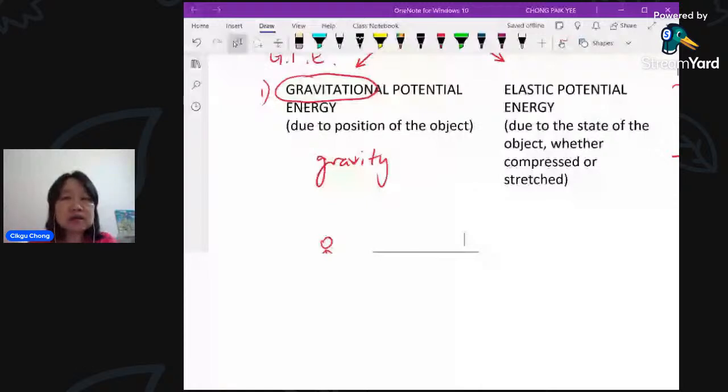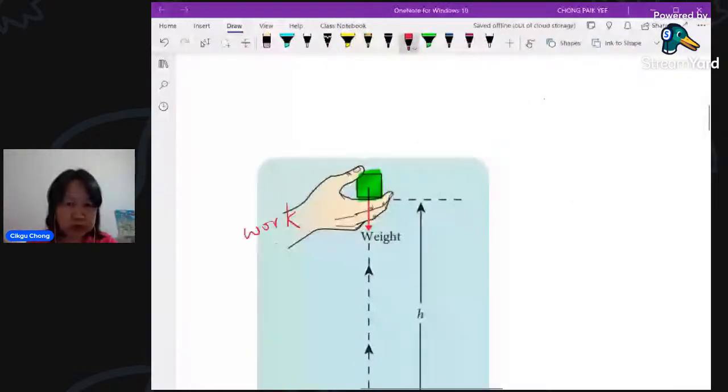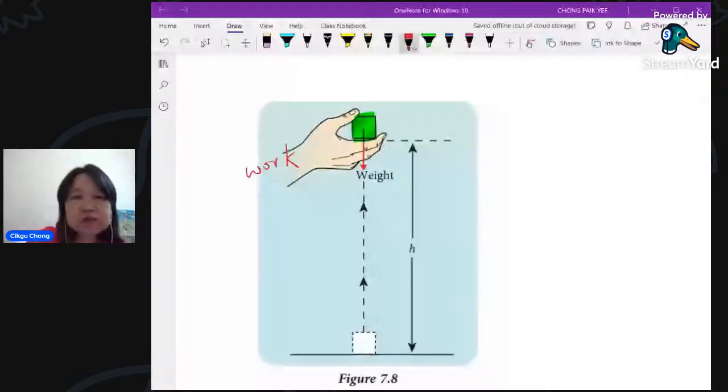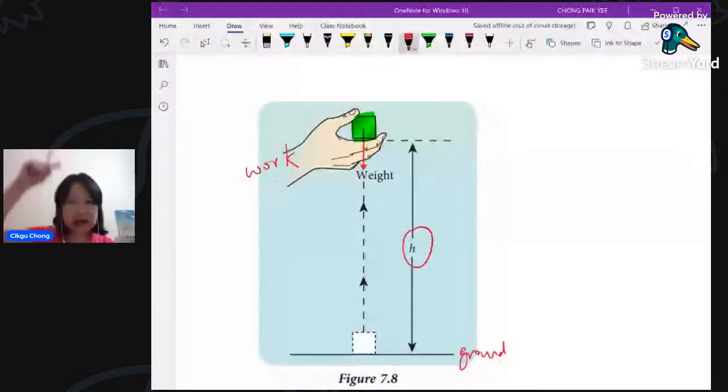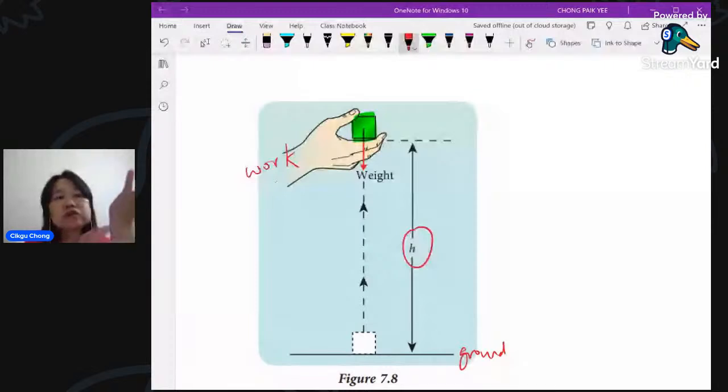When you're holding something, your hand is doing work. So let me show you another picture. Here, look here. When you're holding an object, the object is away from the ground. Let's say this is the ground. There is a certain height, right? If you do not hold it, definitely the object will drop. Everybody knows that. Primary students also know it. If you do not hold it up, if you do not stop it, the thing will drop.